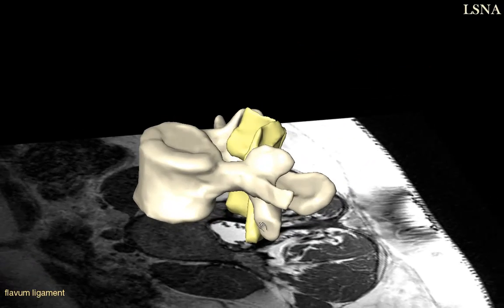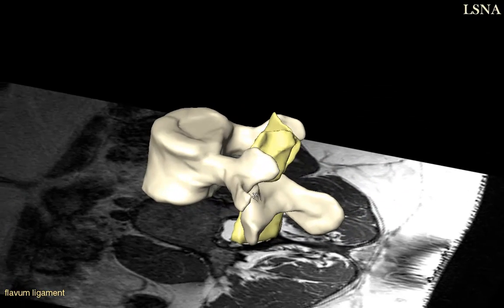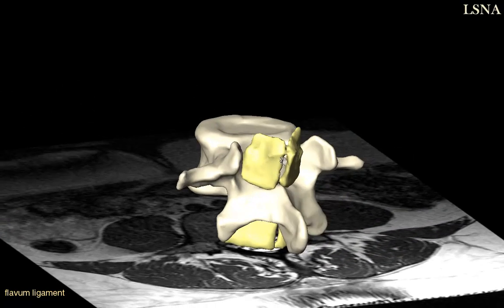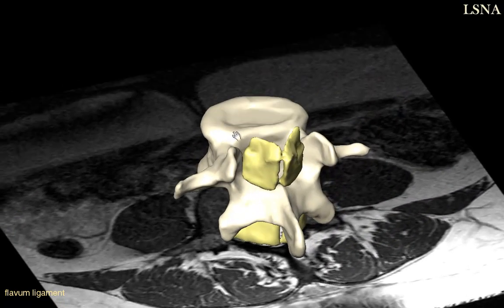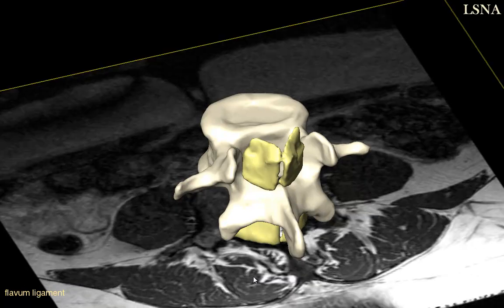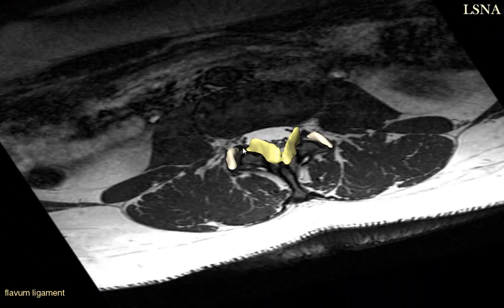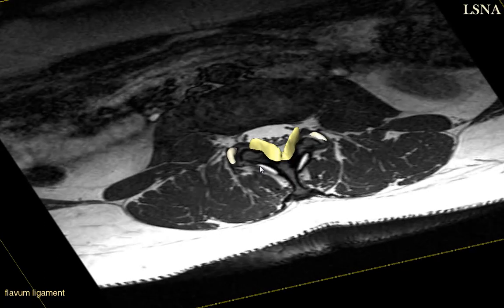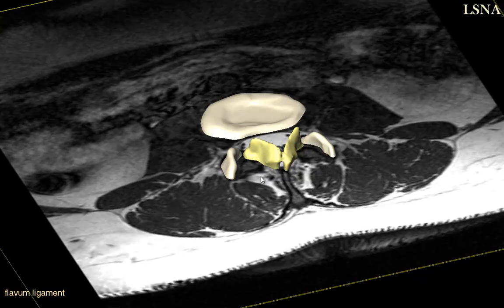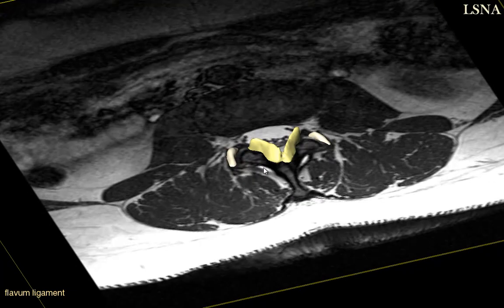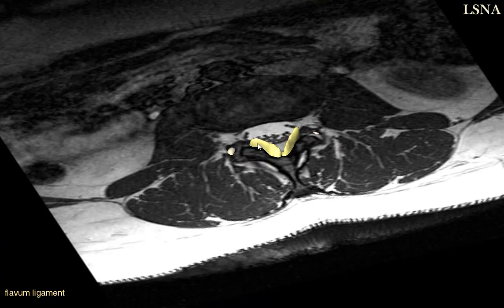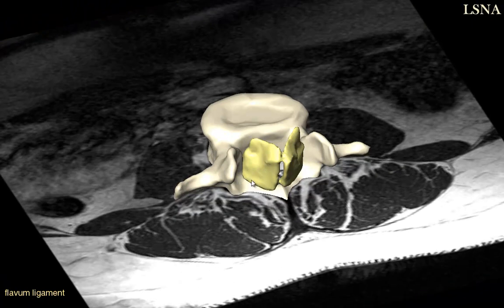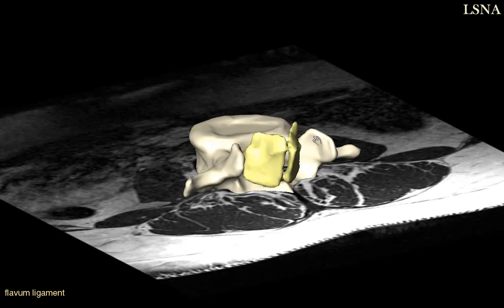This is the three-dimensional configuration of the flavum ligament in which we have preserved this midline gap. The anterior portion of the ligament covers anteriorly the zygapophysial joint, as we can observe here. The characteristic spatial orientation of this ligament explains its attachment in the inner surface of the superior lamina and in the outer surface of the inferior lamina.